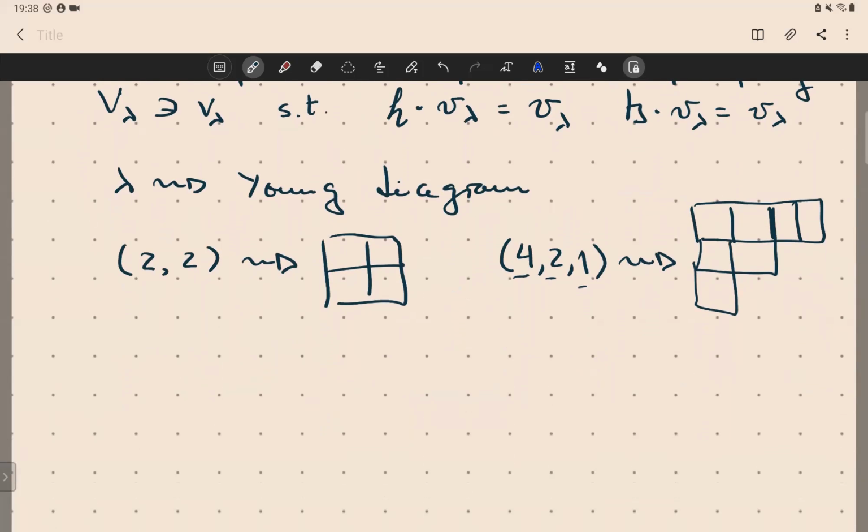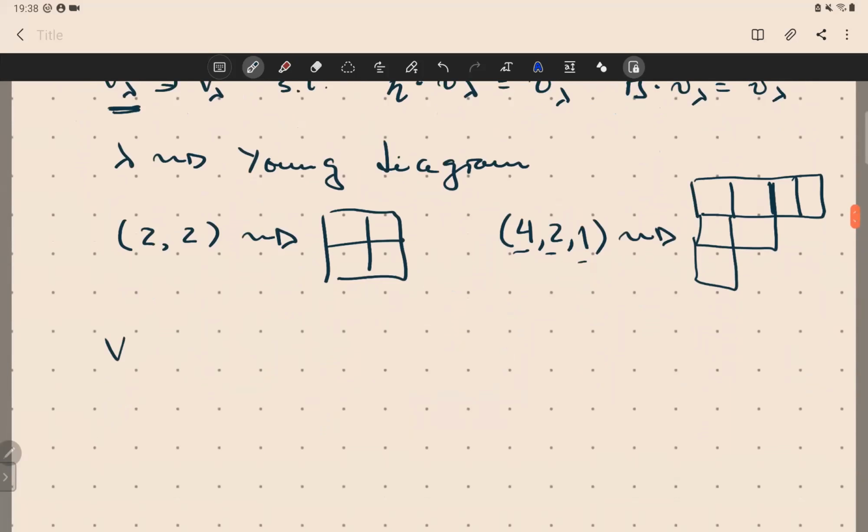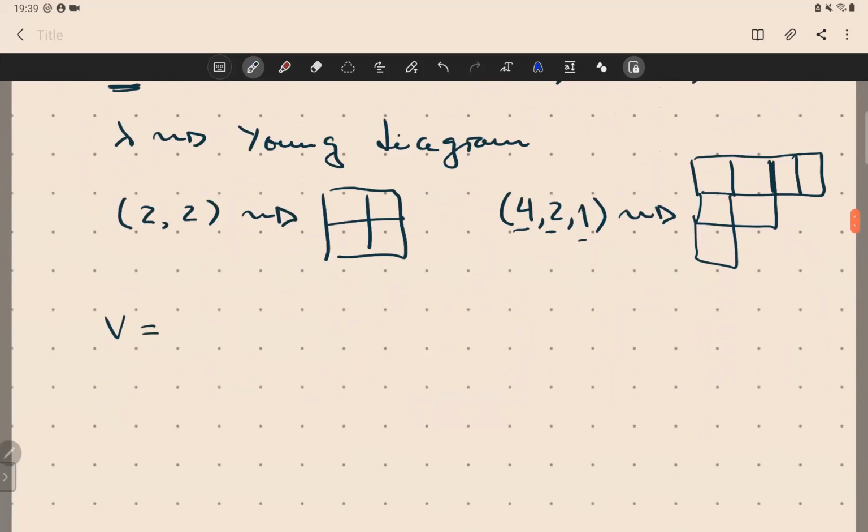Okay, so V as a representation of GLV is one of these guys here. It is the representation associated with the partition 1, 0, 0. In this case, lambda is just 1, 0, 0.